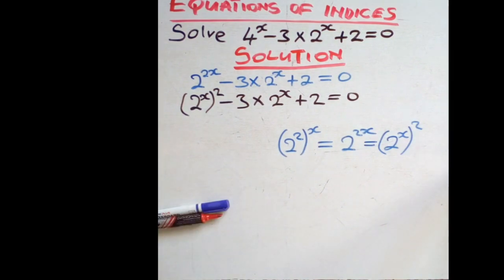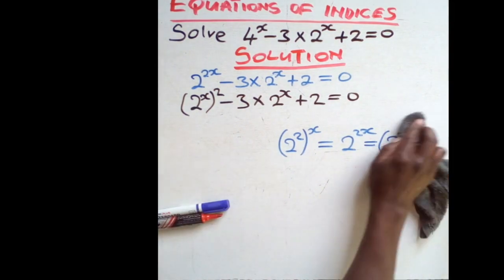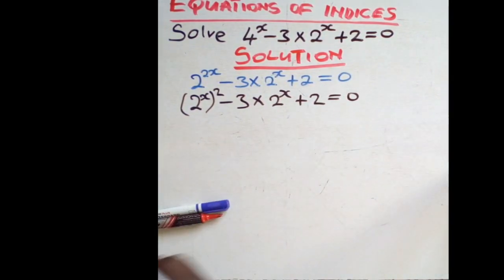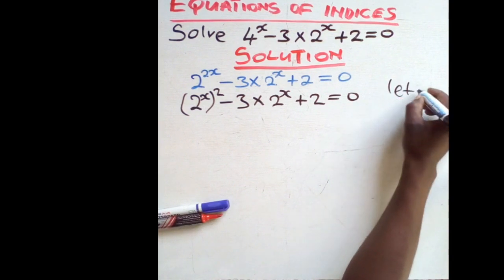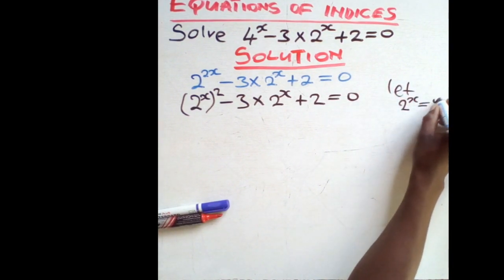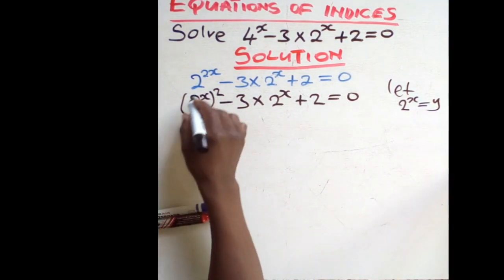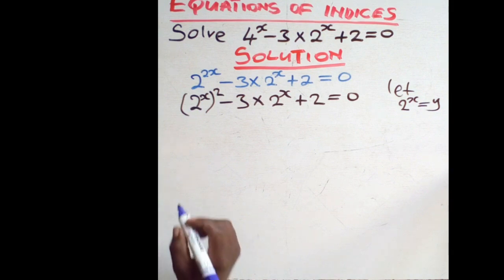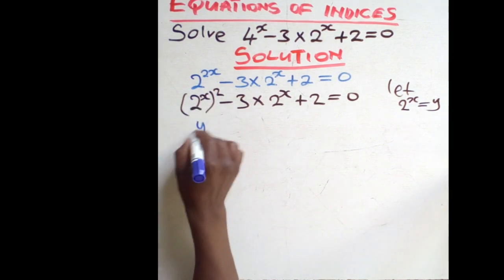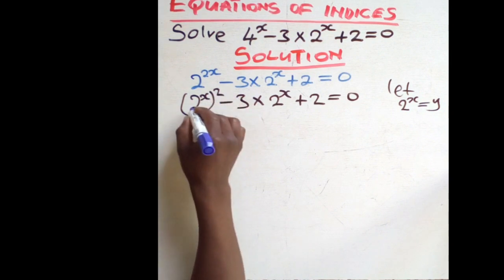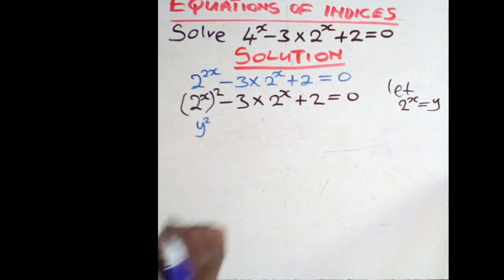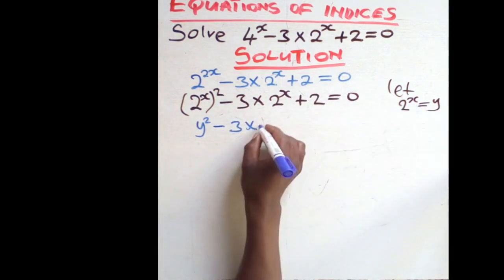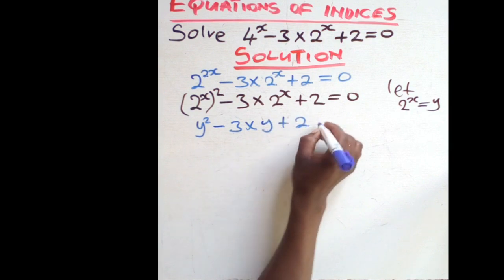After doing that, we can say let 2 to the power x be equal to y. Meaning, where there is this 2 to the power x, we are going to write just one variable y. Hence, this becomes y to the power 2. Remember, these 2 to the power x has become y. Then minus 3 times this 2 to the power x has become y. Then plus 2 is equal to 0.